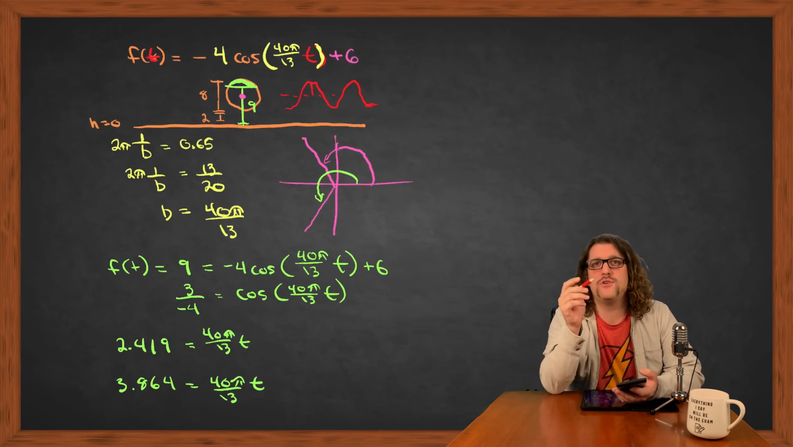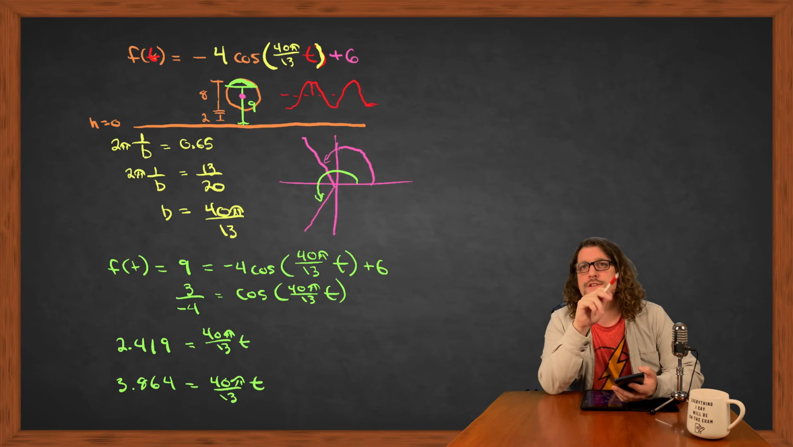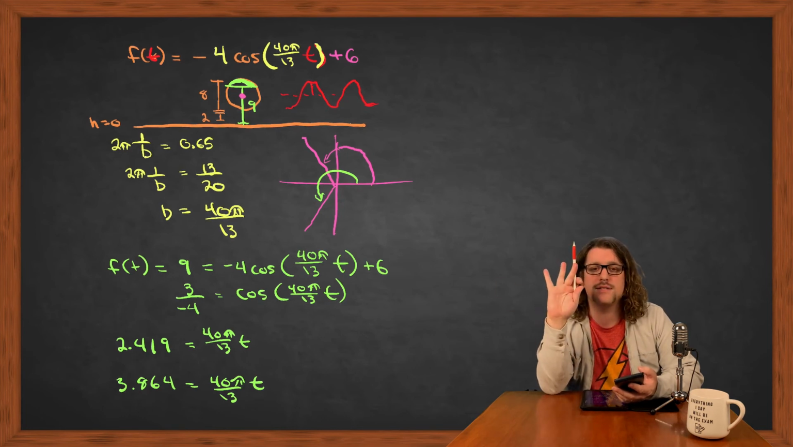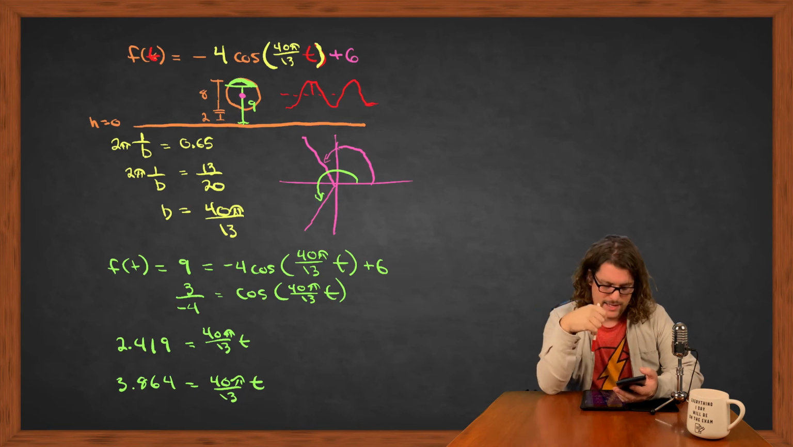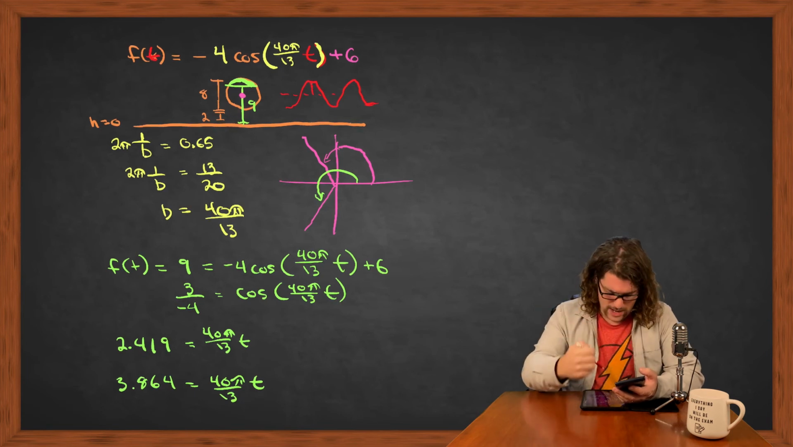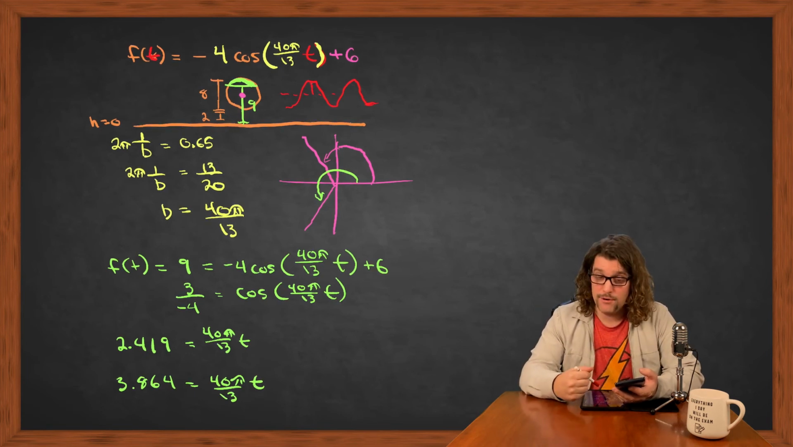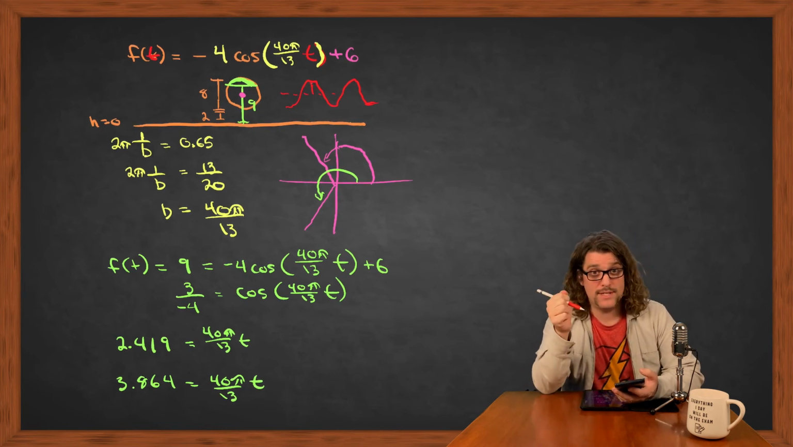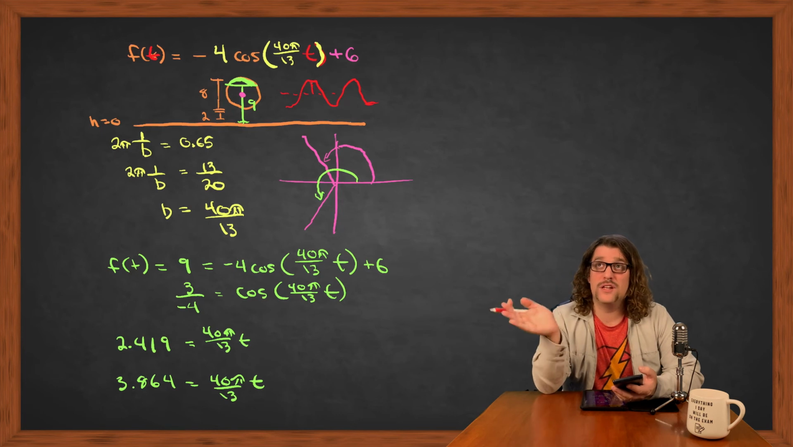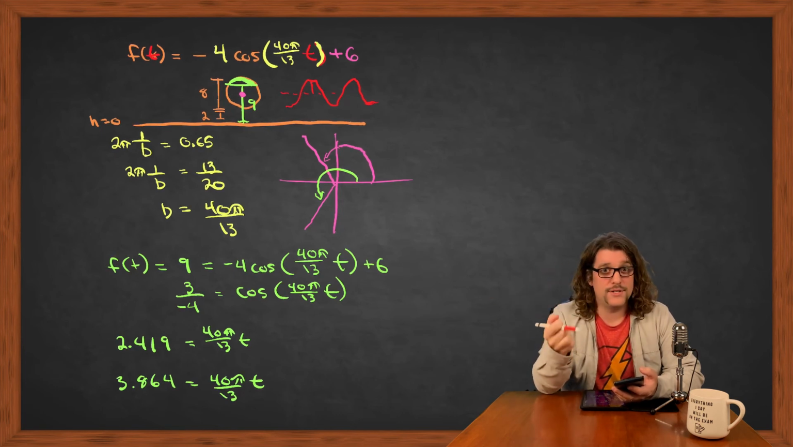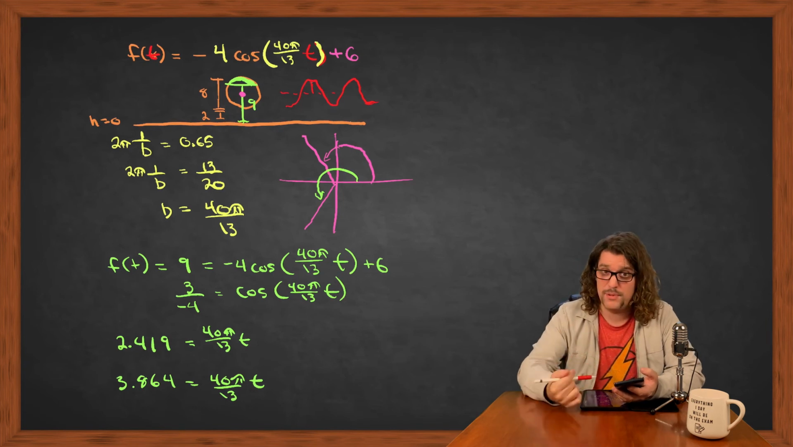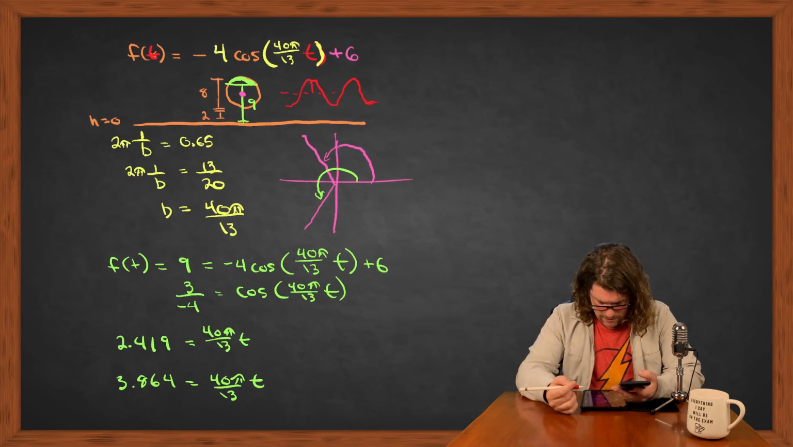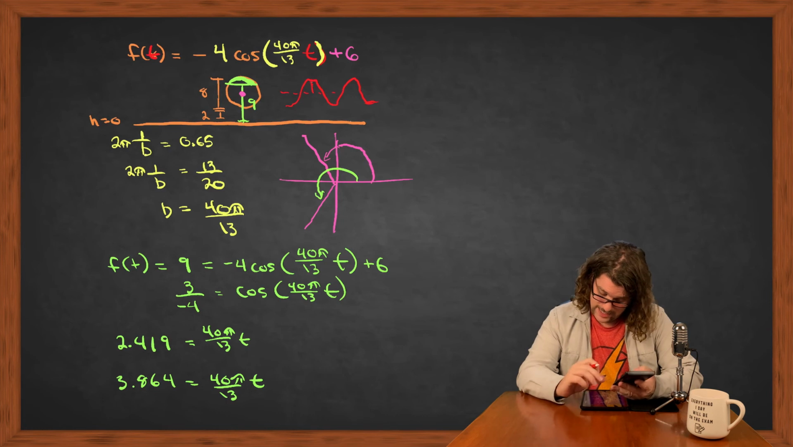And if you can envision poor little Henry here, he's grabbing on for dear life and going whoop, so he gets up to 9 inches, and then you start your timer. That happens for the first time when 40 pi over 13 t is equal to 2.419. So we solve for that t value, and then he continues going around the top of our circle, and we hit our timer again when 40 pi over 13 t is equal to 3.864.